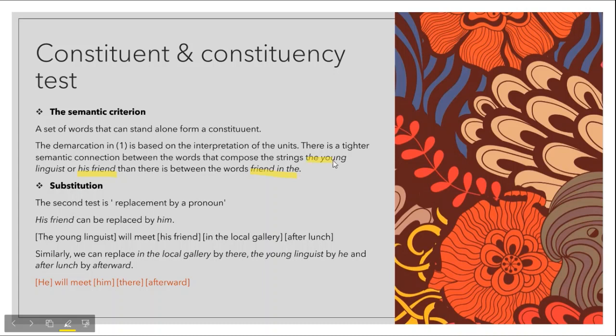The young linguist is a set of words that can stand alone. Okay, so it forms a constituent. Okay, but fortunately this test is not used, or you cannot use it.